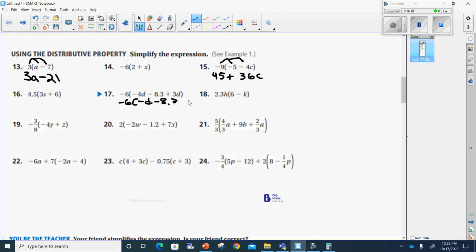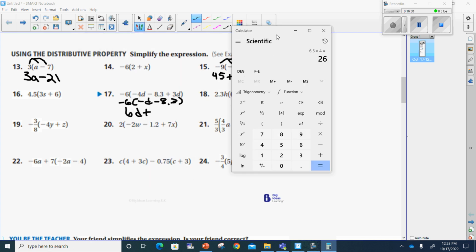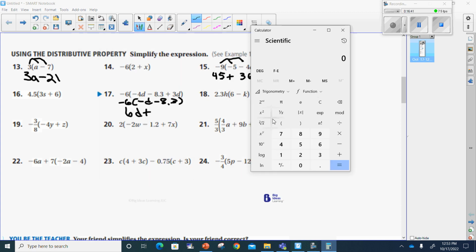All right. Now I'm going to take 8.3, yeah. All right, and now I'm going to take 6 multiplied to negative d. A negative times a negative is a positive, so this would be 6d. Negative 6 times negative 8.3, that's also going to be positive. Now I just have to find out what is 8.3 times 6.